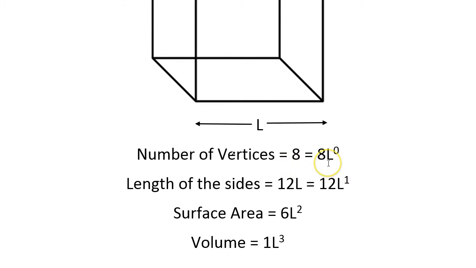So if we doubled L, the number of vertices would stay the same. If we doubled L, the length of the sides would double. It would go from 12 to 24. If we doubled the length, the surface area would quadruple. All right. And if we doubled the length, the volume would go up eightfold, 2 times 2 times 2.